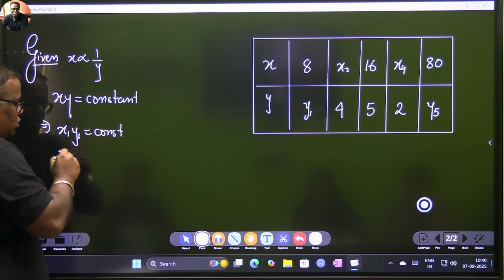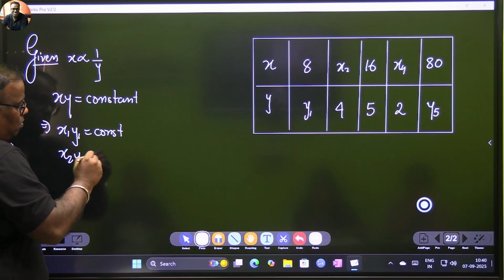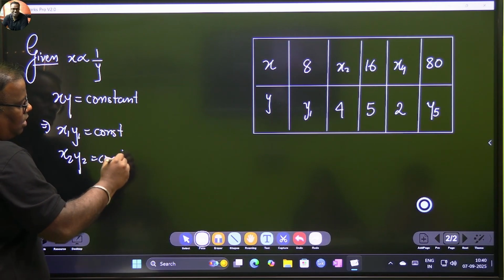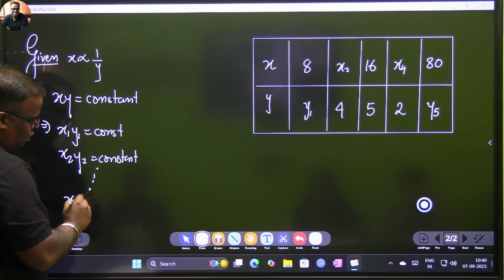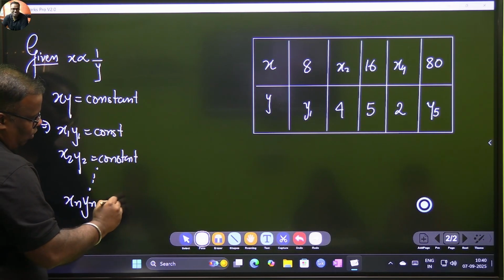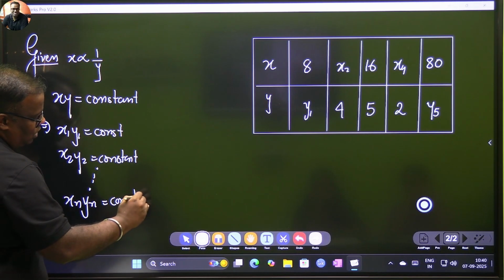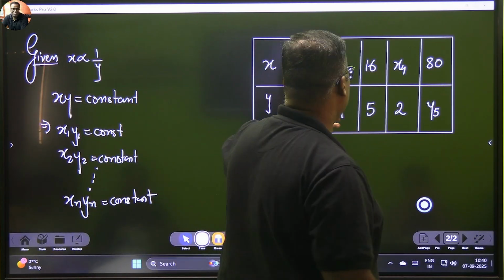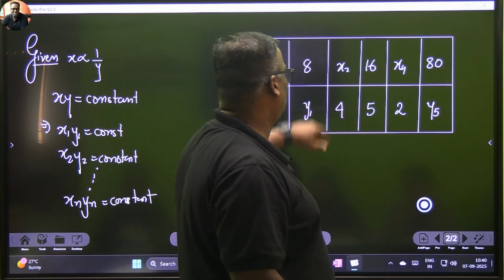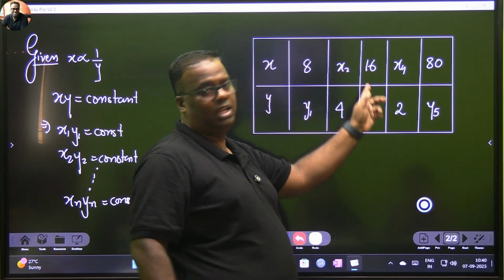Similarly, an x2 with its partner y2 will be constant. And in this manner, we can write and so on. And xn with its partner yn will always be equal to a constant. So have we understood this? Is there anywhere where both the parties are known to you? I can think in x3 it is known to us.